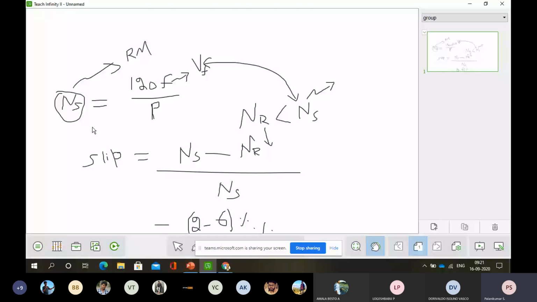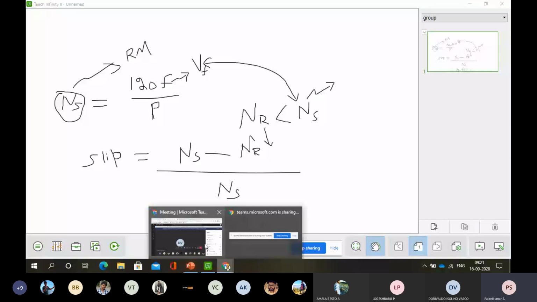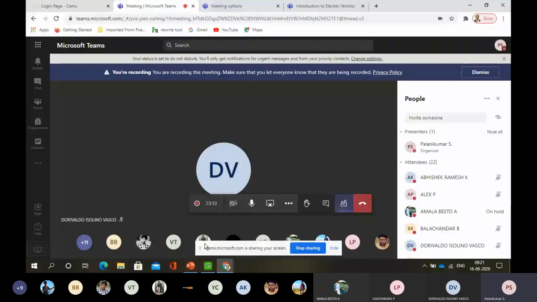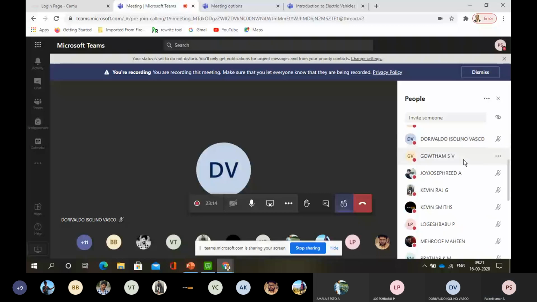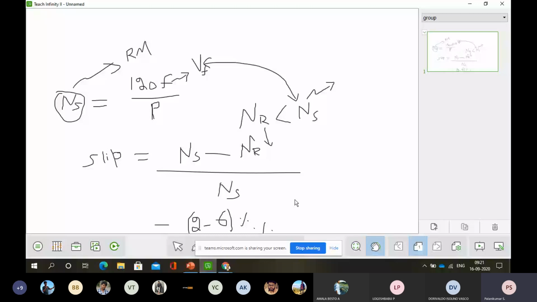Yes. Any clarification? Any clarification, please? Are you all able to understand this concept? Even though you are non-electrical, you have to understand, because it is a very fundamental concept.